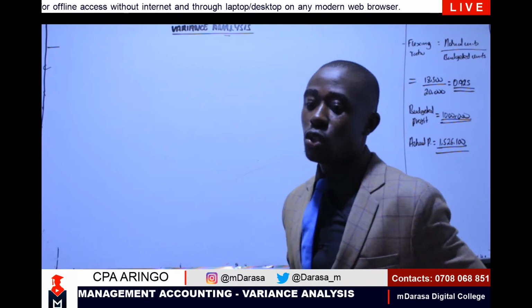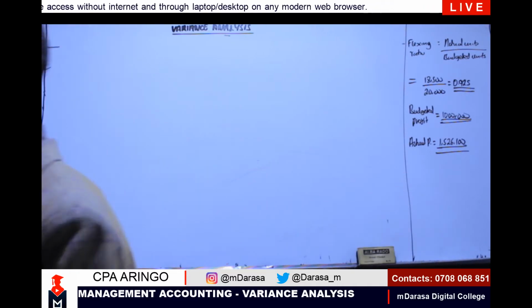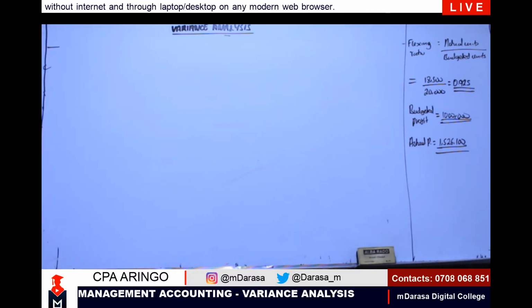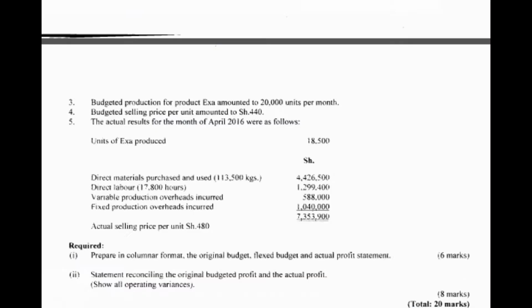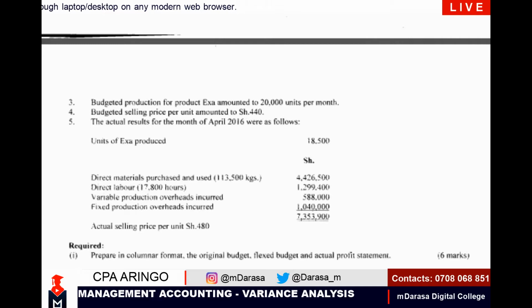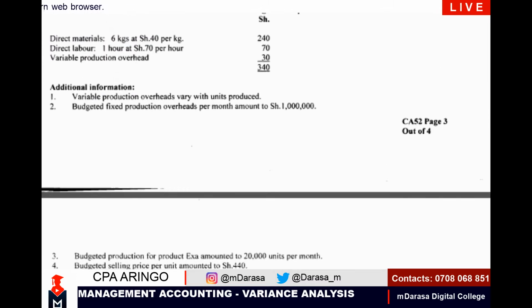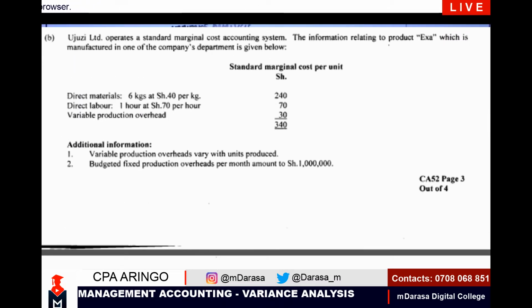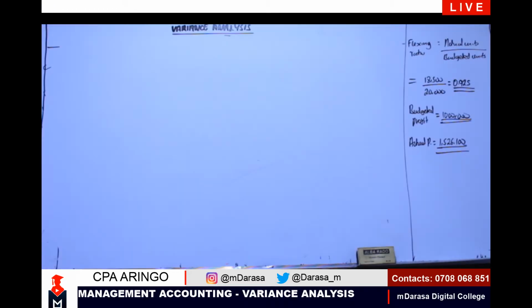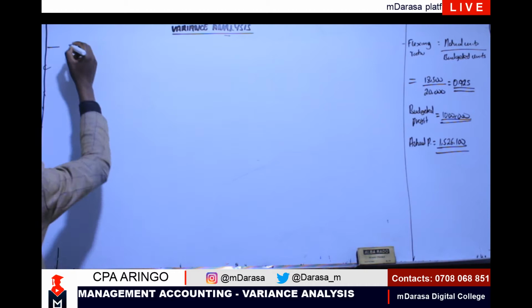So as we mentioned, we noted some of the variances that we need to compute, like the costs, material. So I need to calculate the material cost variance. Because here I'm having what? The direct materials, direct labor, variable production overheads. So in that case, we need to calculate what? Material cost variance. So number one variance that we need to calculate is what? Material cost variance.